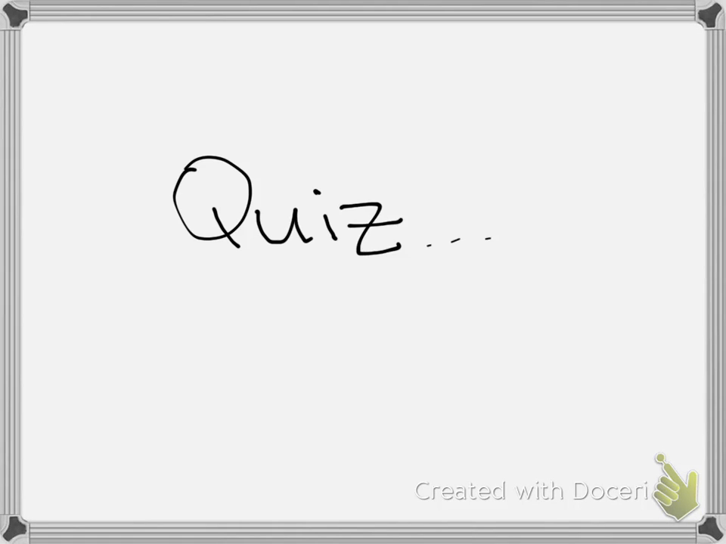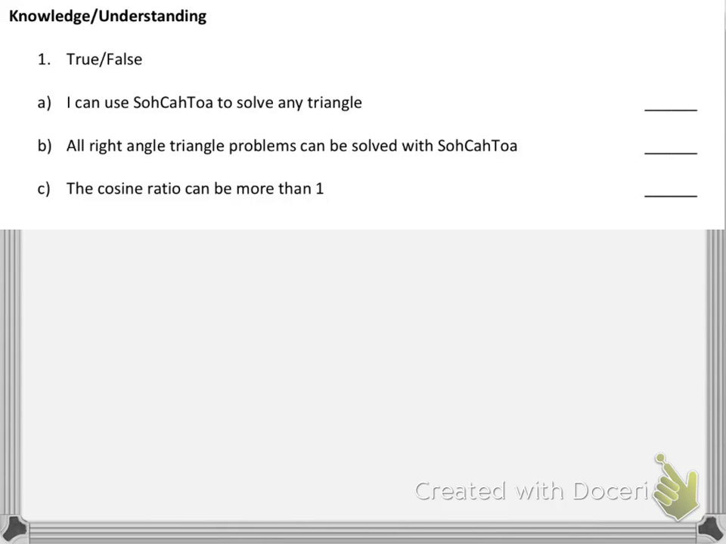Okay, so we're going to take up quiz 2.1. The first few questions were true or false. In the first one, I can use SOHCAHTOA for any triangle. It's only for right angle triangles. So that's false. Not any triangle, only right angles.